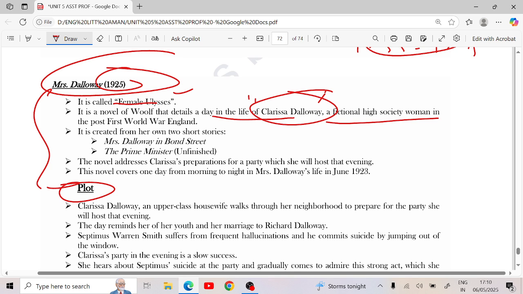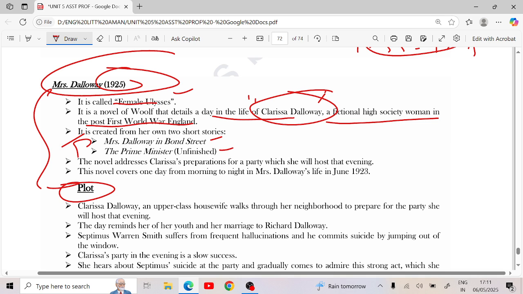A fictional high society woman in the First World War who is throwing a party. Okay, but this condition is severe. Everyone is in shock of World War I. So everyone is feeling devastated. So many deaths occurred everywhere, bodies and widows. Okay, this is the scene. She created her own 2 short stories. देखो इनकी भी 2 शॉर्ट स्टोरीज थी, वहाँ से ये मिसेस डॉलोवे वर्क निकला है. Mrs. Dalloway in Bond Street and The Prime Minister, which is unfinished.